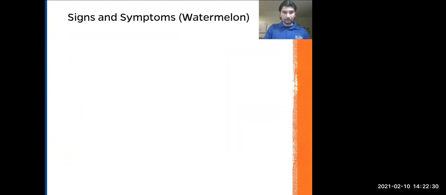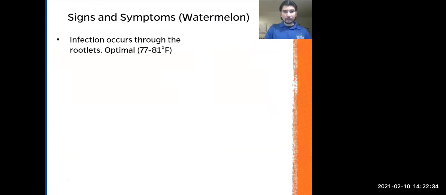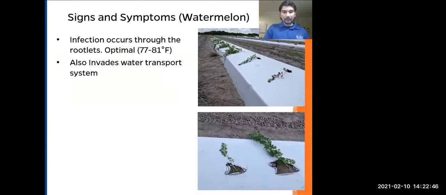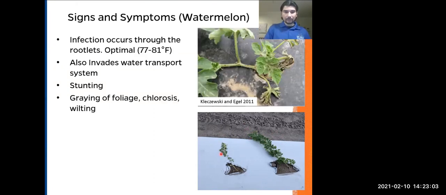and plant death. On watermelon, we get a similar infection through the soil into the roots. The optimal temperature is 77 to 81 degrees Fahrenheit, which is a little bit cooler than FOL. FON prefers a little bit cooler temperatures. It also invades the xylem, or the water transport system, and these are some of the symptoms you'll see. Some early wilting, which can lead to plant death. You can also have some stunting without wilting, but this picture has a nice comparison of a healthy individual compared to an early wilted individual.